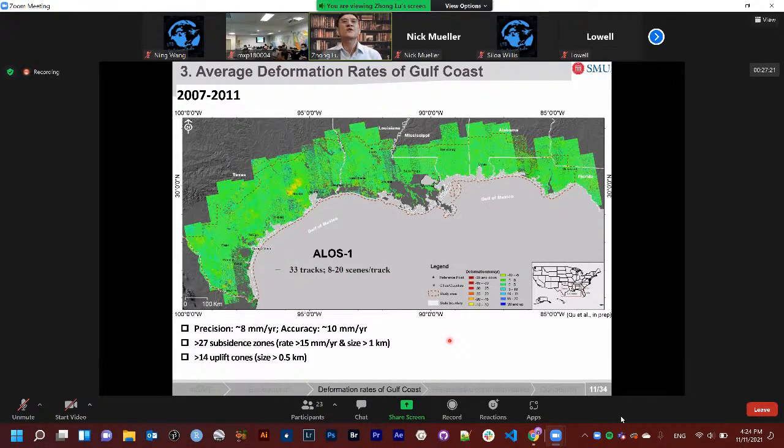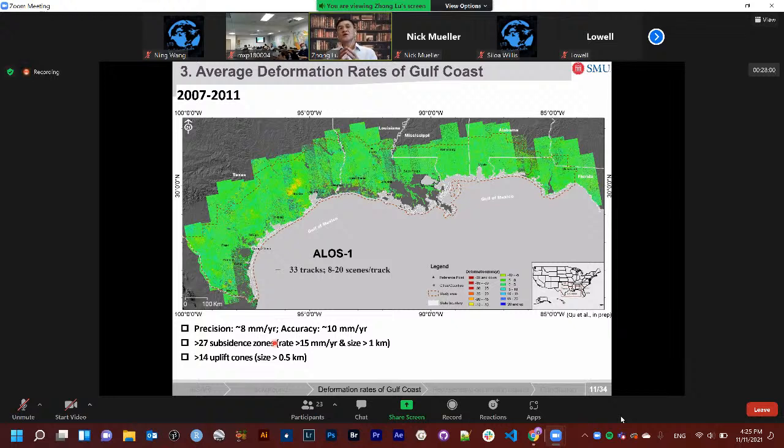So here it shows the average deformation rate of the Gulf Coast. I show it for the first time: we produced deformation of the whole Gulf Coast. Because it's the whole Gulf Coast, you can only see the large features of deformation, right? Houston-Galveston area. Here you see something, a minor location here, and other signals at large scale. We look at the precision, about 8 millimeters per year, that is about 1 centimeter. The accuracy is about 1 centimeter per year based on the GPS measurements.